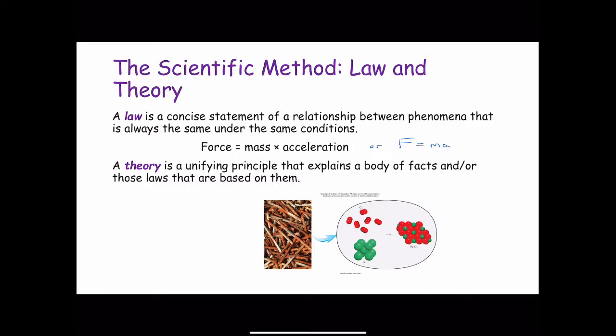Hypotheses that survive many experimental tests of their validity may evolve into theories. A theory is a unifying principle that explains a body of facts and/or those laws that are based on them. Theories, too, are constantly being tested. If a theory is disproved by an experiment, then it must be discarded or modified so that it becomes consistent with experimental observations. Proving or disproving a theory can take years, even centuries, in part because the necessary technology may not be available. Atomic theory, which we will look at in Chapter 2, is a case in point.